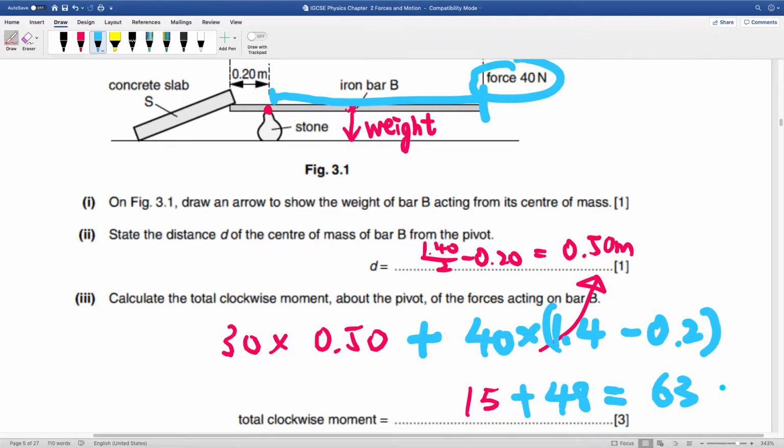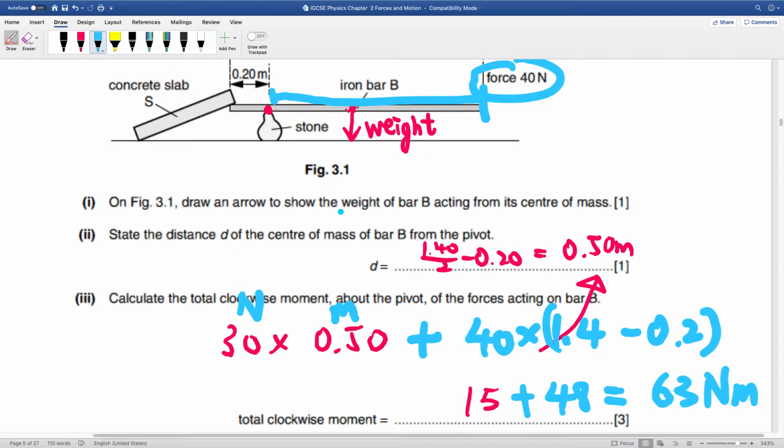So the final answer, the total, should be 63 Newton meter, N m. Now how do you derive the unit? The force has the unit Newton. The distance has the unit meter. So it's Newton times meter. Newton meter.